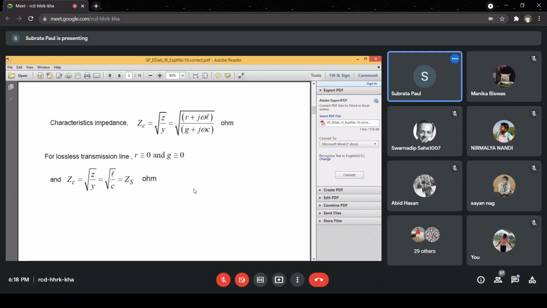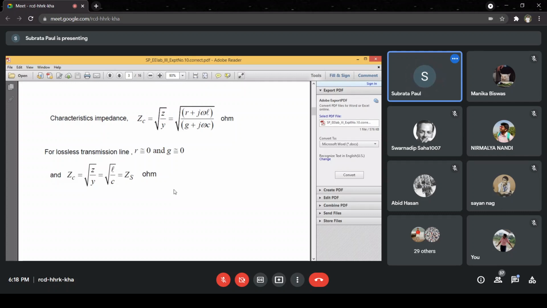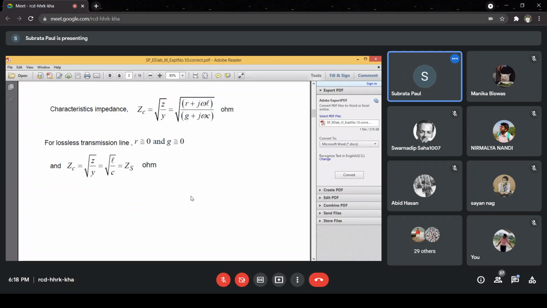But anyhow, as R and G are usually quite small compared to omega C and omega L of a line, for all practical purposes, we can use ZS for the analysis of a line instead of using ZC. This makes the analysis somewhat easier, but gives us the main concept on the characteristics and performance of the line.